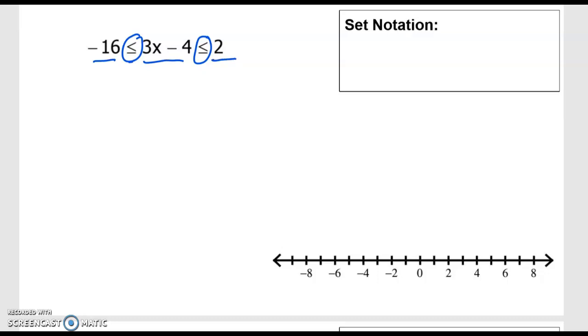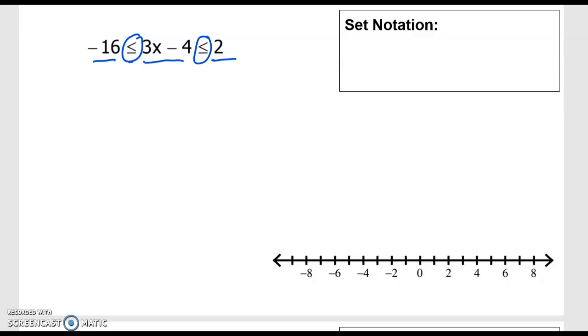My goal is to get the variable by itself in the center. So I want to move everything away from that variable in the center. But what's going to happen here is much like an equation where whatever you do to one side, you have to do to the other. In an inequality that's an and like this, whatever I do to the center, I have to do to both the left and the right sides.